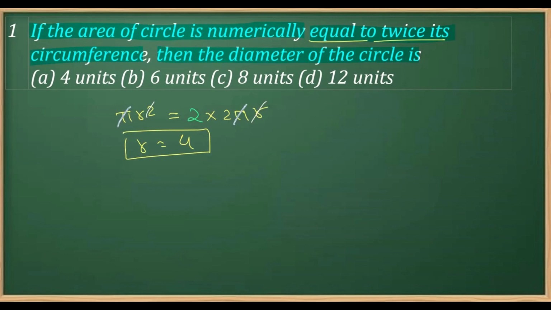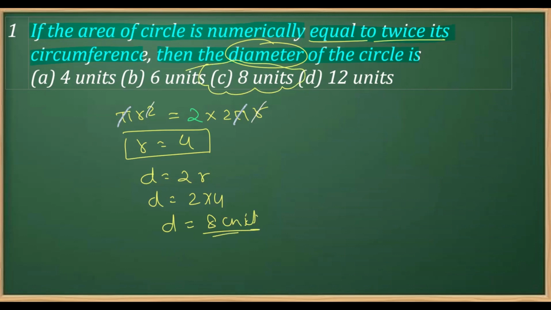But we have to find the diameter. We know that the diameter of a circle is twice the radius. So the diameter will be 2 times 4, that is 8. Make sure you don't write centimeter. It should be unit, as the unit is not given. Therefore, option C is correct in this case.